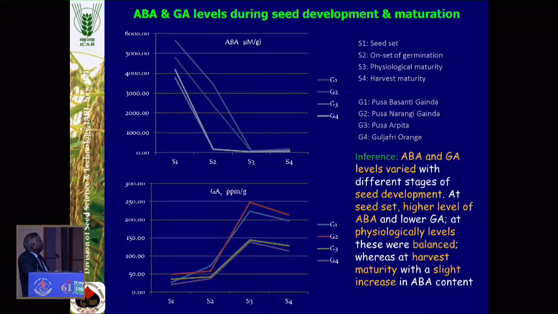He had also studied the pattern of ABA and GA levels during the different stages of seed development. He could see that the ABA level was higher prior to seed set, and it slowly decreased gradually up to physiological maturity, which was balanced with the gibberellic acid, whereas there is a slight increase again in the ABA content during the harvest maturity, which will lead to set of dormancy.